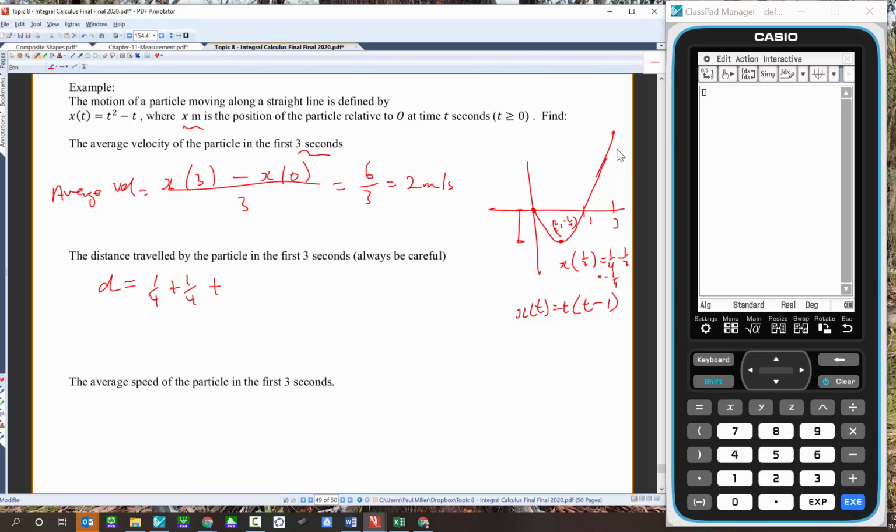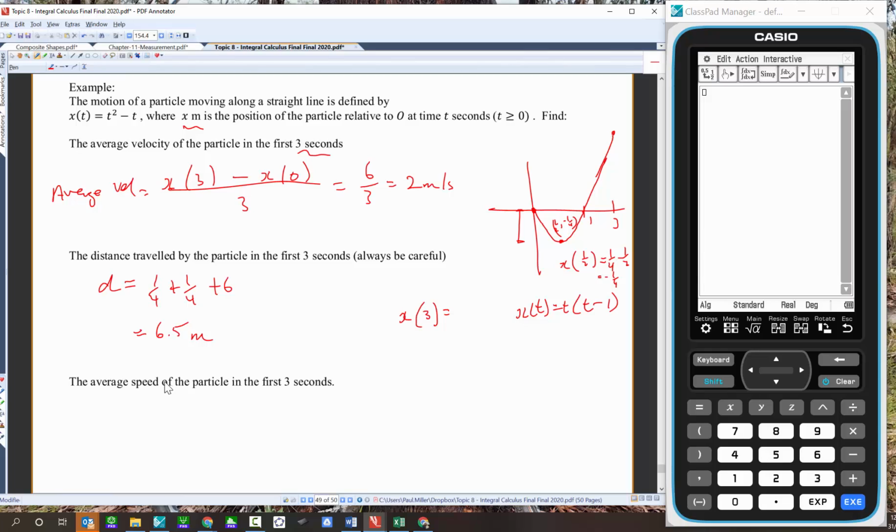And then it's the distance from 0 up to whatever the y value is there. So it's going to be x of 3, which is 9. 9 take 3 is equal to 6. I think I worked that one out before. So that's a quarter plus a quarter, which is a half. A half plus 6 is 6.5 meters.